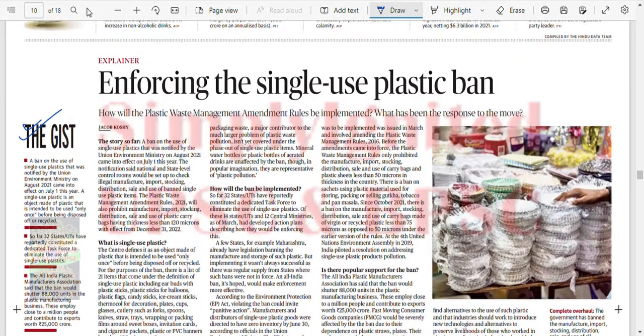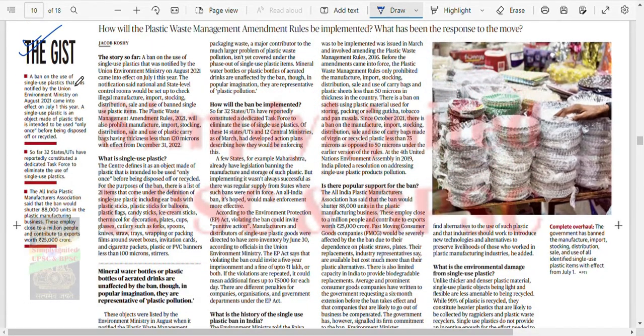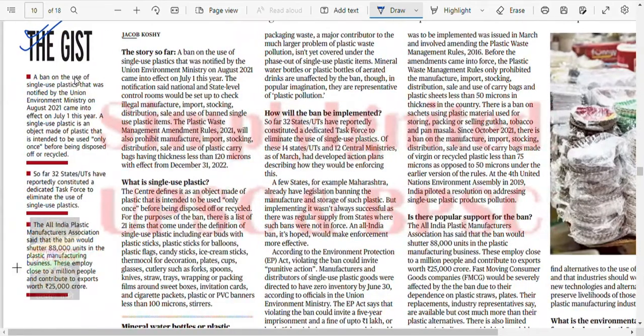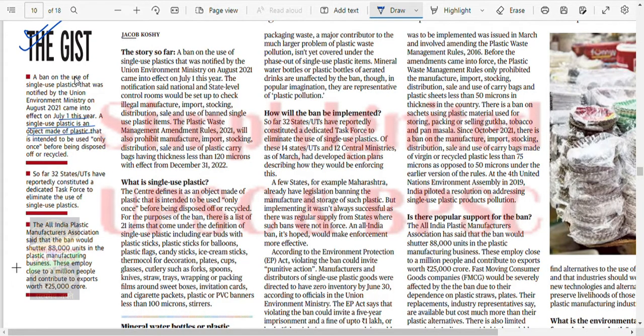Enforcing the single-use plastic ban from July 1. It has come into existence. A ban on use of single-use plastic that was notified by the Union came into effect on July 1 this year. A single-use plastic is an object made of plastic that is intended to be used only once before being disposed of or recycled.